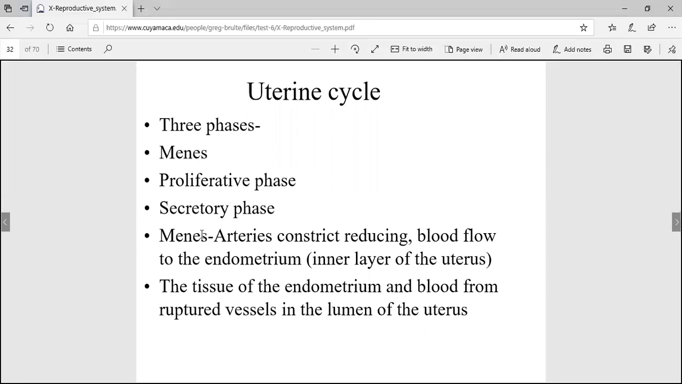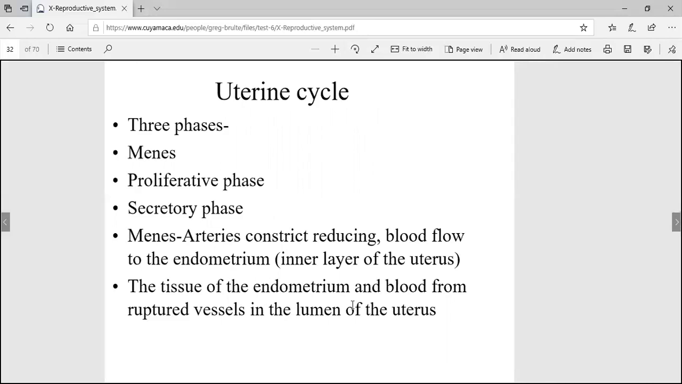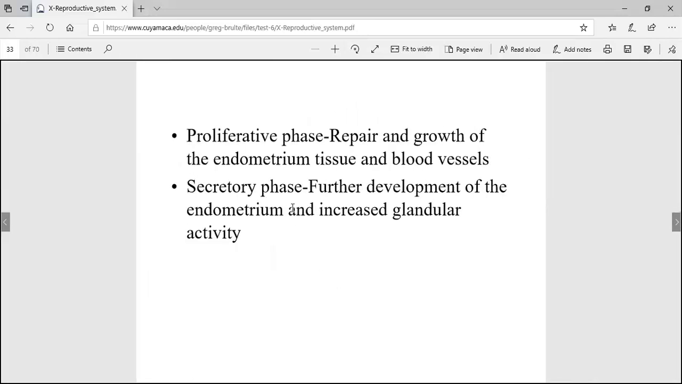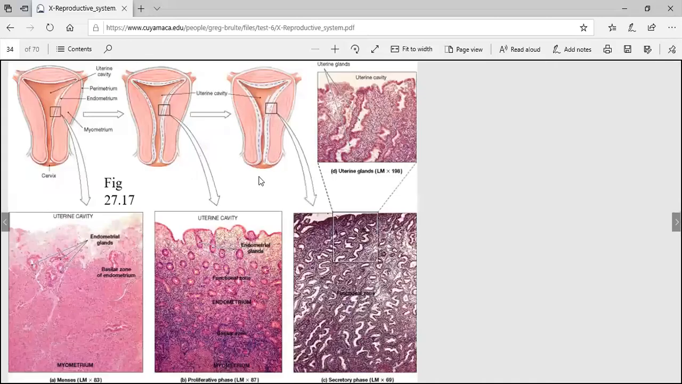So during the menses or menstrual phase, the arteries constrict, reducing blood flow to the endometrium, and then that will slough off and be expelled. So the tissue of the endometrium and the blood from the ruptured vessels, that's in the lumen of the uterus, and then that makes its way out the vagina there. So let's look at these phases here.